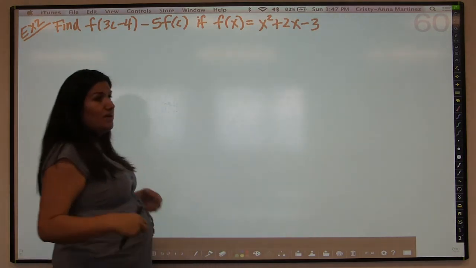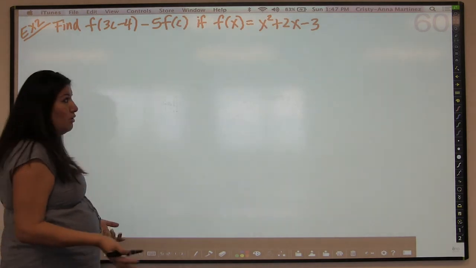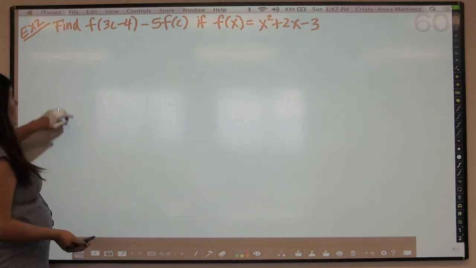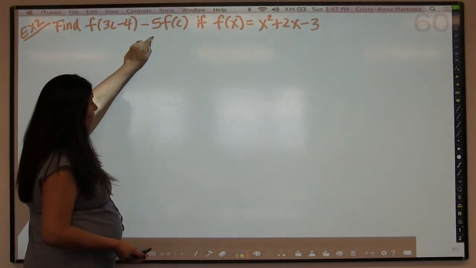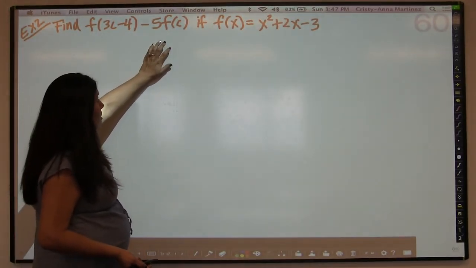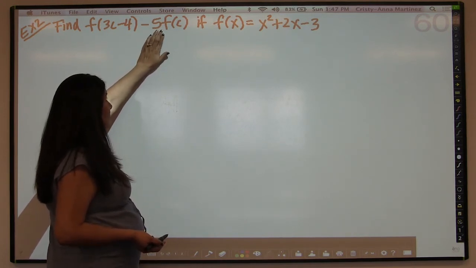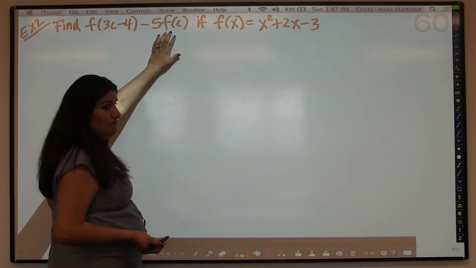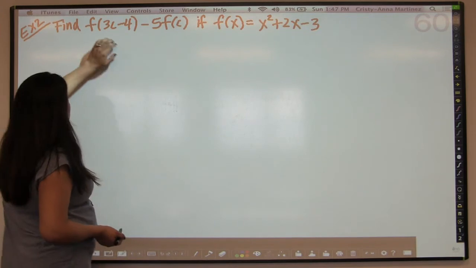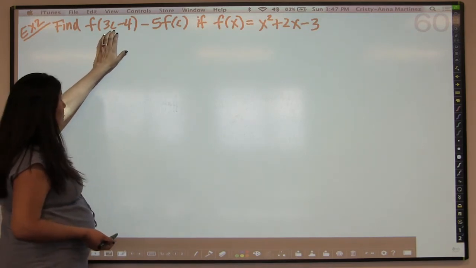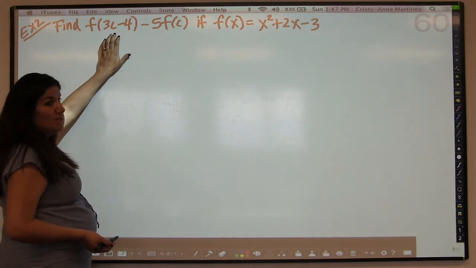Here we're going to be substituting something a little bit more complex than just an integer or a number. It says find f of 3c minus 4 minus 5 times f of c. And I want you to be very clear that when it says minus 5 times f of c, it means minus 5 times the value of the function when c replaces the x. When you read this, f of 3c minus 4 means the value of the function when the x variable is replaced by 3c minus 4.